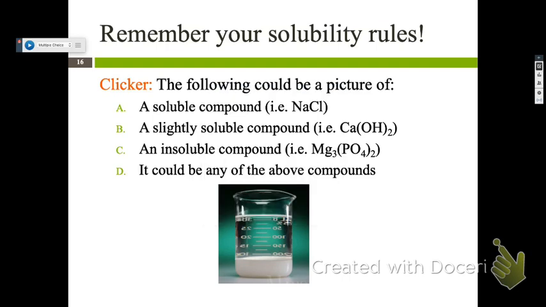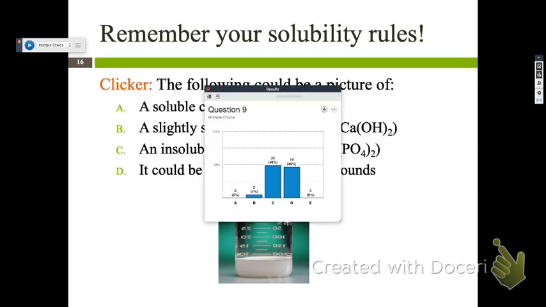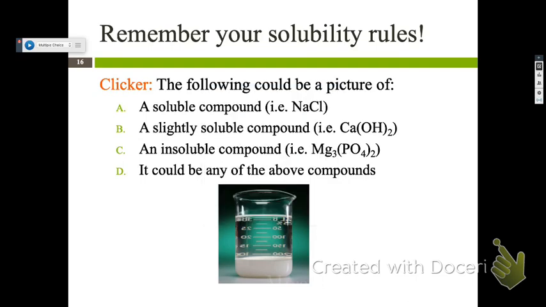So what you guys are telling me is that half of you have never seen salt at the bottom of a glass. Is that true? Or sugar. Sugar is very soluble. Table salt is very soluble. But what we don't see here is how much is dissolved here.